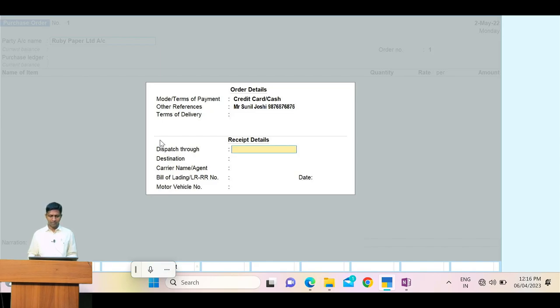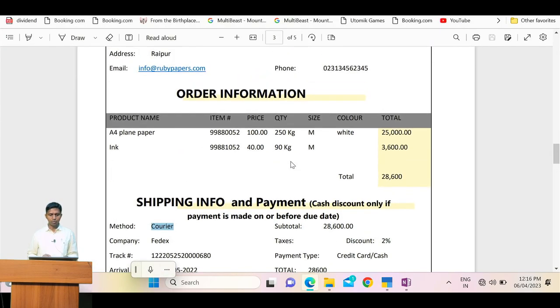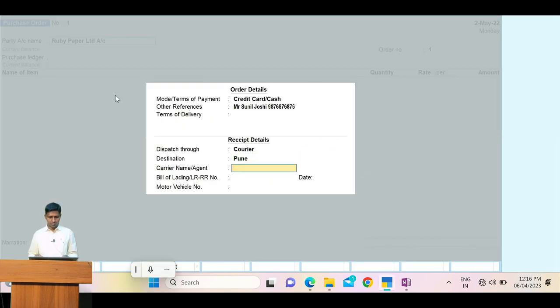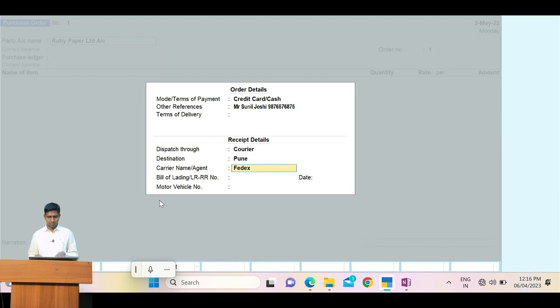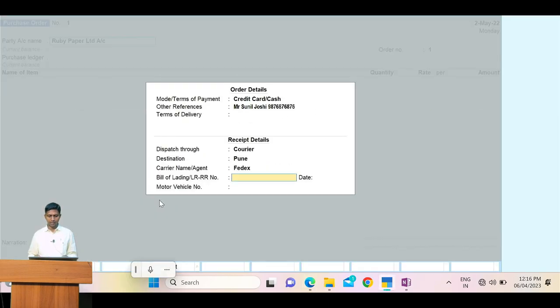Okay, terms of delivery we don't have. Then dispatch through, by courier, let's say. Destination, where do you want these goods? You want these goods in Pune. Carrier name, have they mentioned anything about the carrier? Through FedEx only. I think you love FedEx. Then after that, LR: right now you cannot write LR. Date also, you cannot write. Vehicle number, right now you cannot.